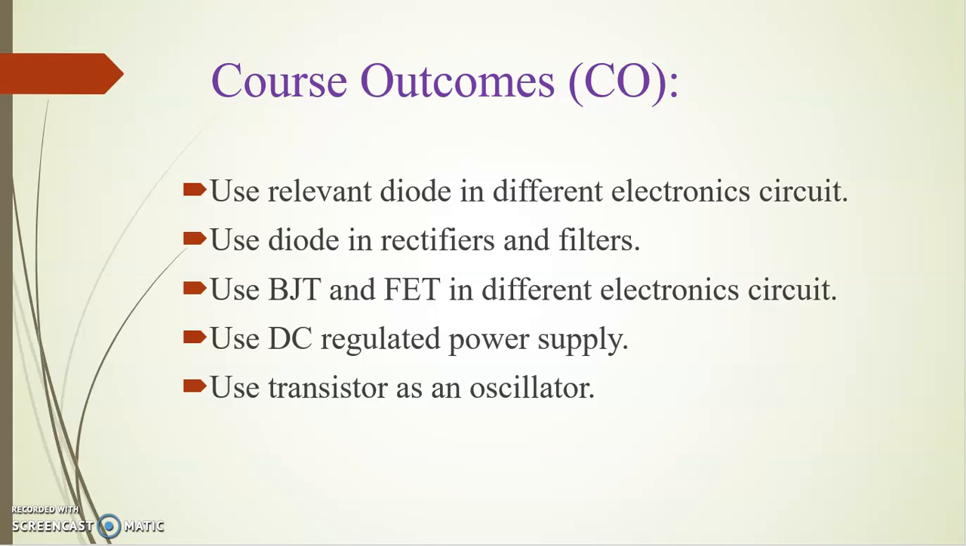So this was the overview of the Elements of Electronics subject 22213: its course outcomes, rationale, teaching scheme, and examination scheme. The total number of chapters is 6. So you have to study the different types of chapters.